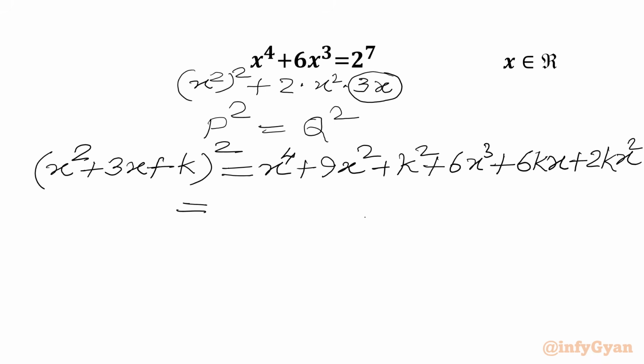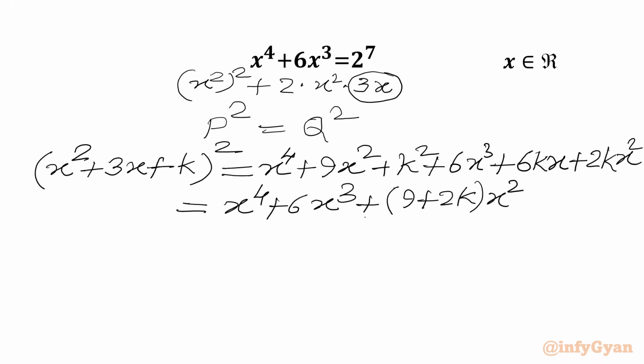Now we'll sum up RHS. We'll write here x power 4. Then we have 6x cube term. So we have to write 6x cube plus x square term is 9x square and 2kx square. So we will write 9 plus 2k and we will write here x square plus 6kx plus k square.